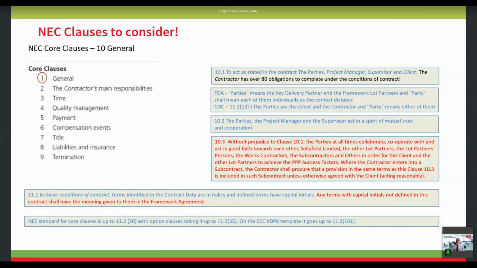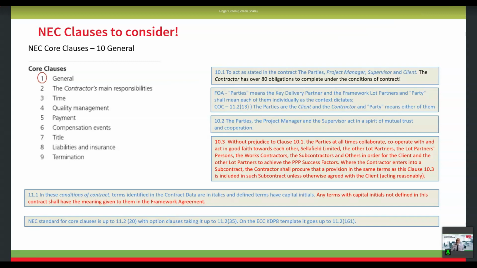So we described earlier who the parties are. You can see here that the parties are the project manager, supervisor, and the client. The contractor has over 80 obligations to complete under this contract, so you need to make sure that you read it and you understand it.